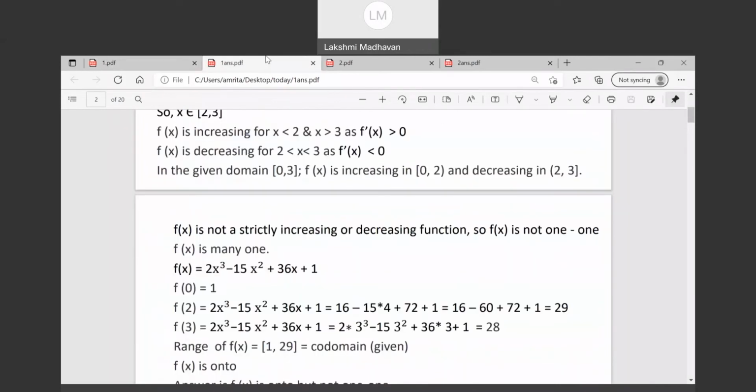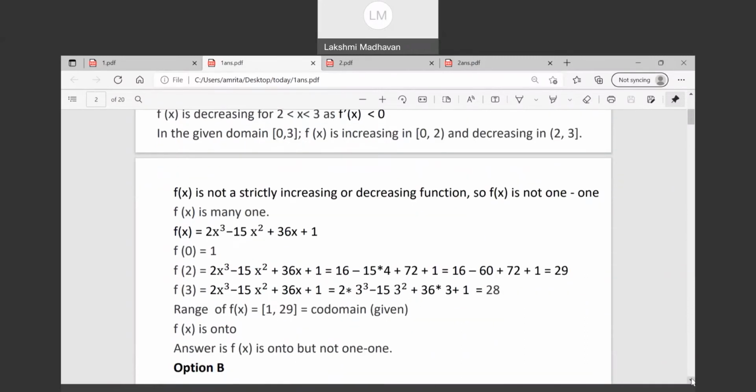Now we have to check the onto mapping. We are going to find the values of f of 0, f of 2 and f of 3. So we substitute these values. Substituting 0, we'll get the value as 1, because every other term will be 0. For 2, by substituting, we'll have the value as 29. For 3, by substituting, we'll have the value as 28.